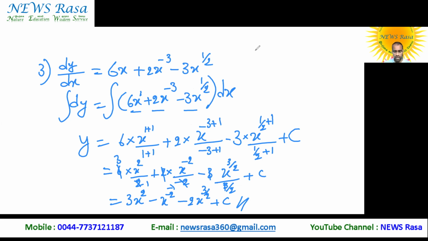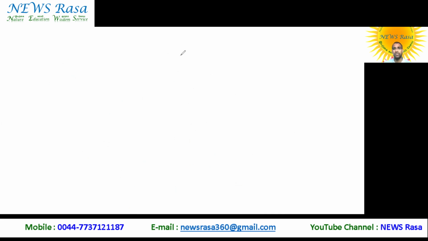Then we are moving on to the fourth example. Okay, so let's have a look at the fourth example. So with the fourth example, how do we do that? So the fourth example is what? Find the equation of the curve.